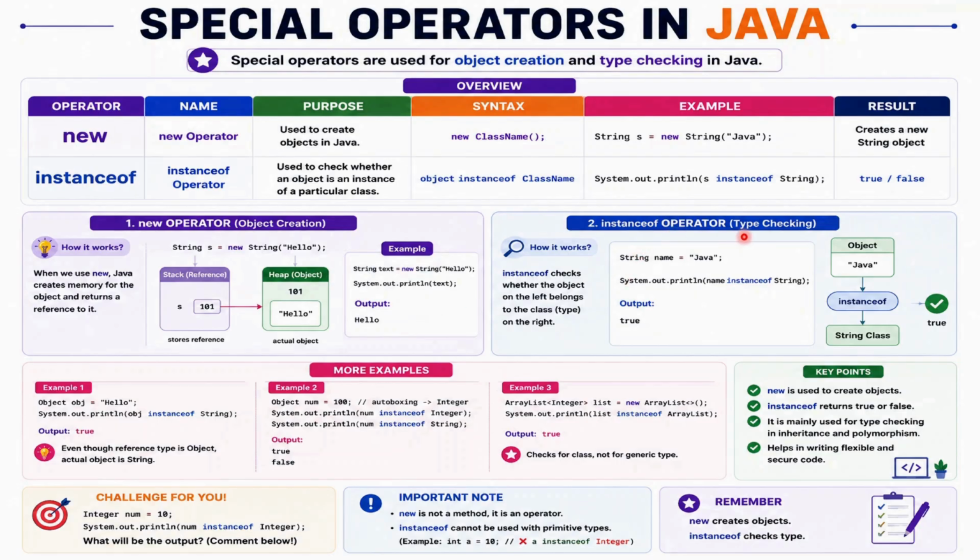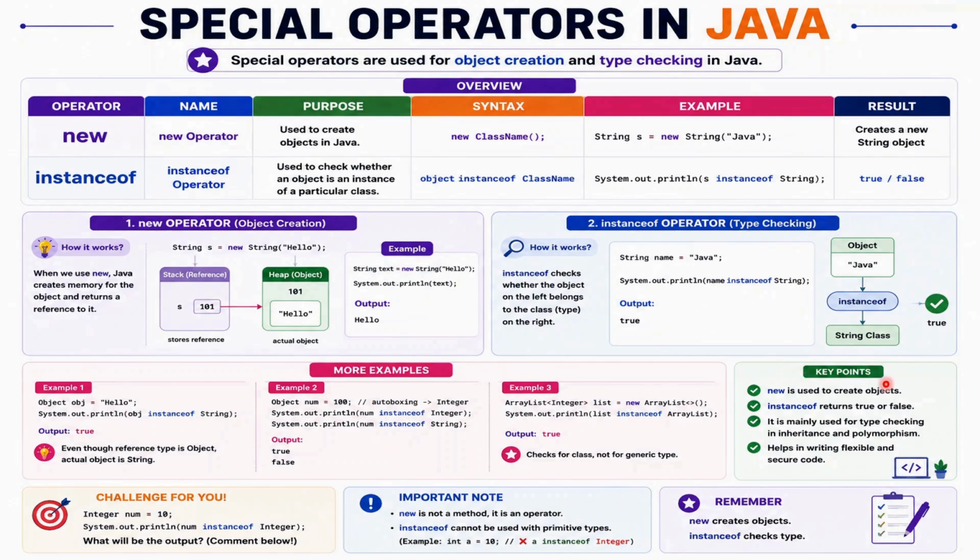Now let's move to the instanceof operator, that is type checking. How does instanceof work? It checks whether the object on the left side belongs to the class type on the right side. We have String name = "Java", then System.out.println(name instanceof String). Here the output will be true. We have the object Java, and it is checking whether it is an instance of the String class. The name is the reference variable, and the object we are creating is of type String. So instanceof checks whether it is an instance of String or not. Since it is, it returns true. These are some of the examples you will see in the practical section of the video.